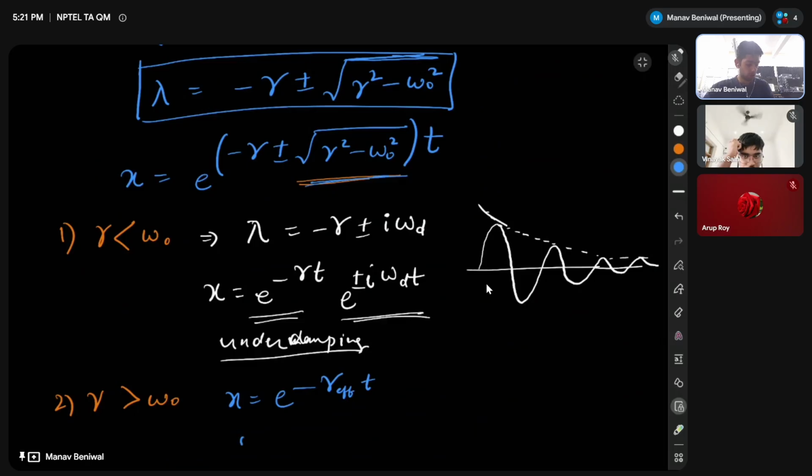So this is called overdamping. There are no oscillations, and our function just decays exponentially. That's it. We do not have any oscillations.